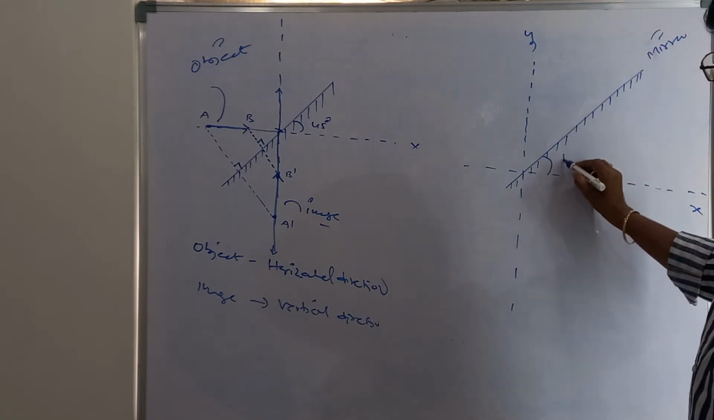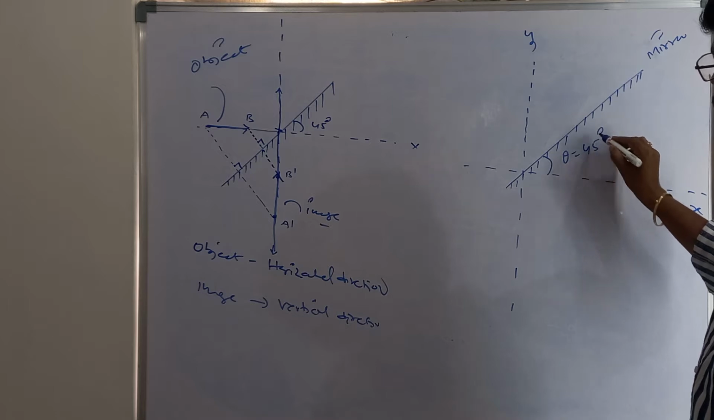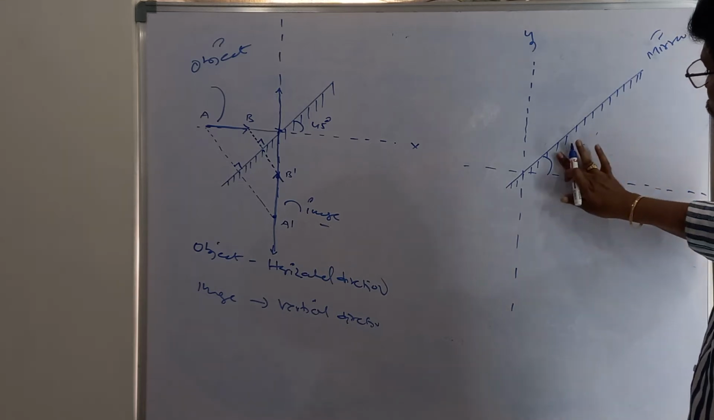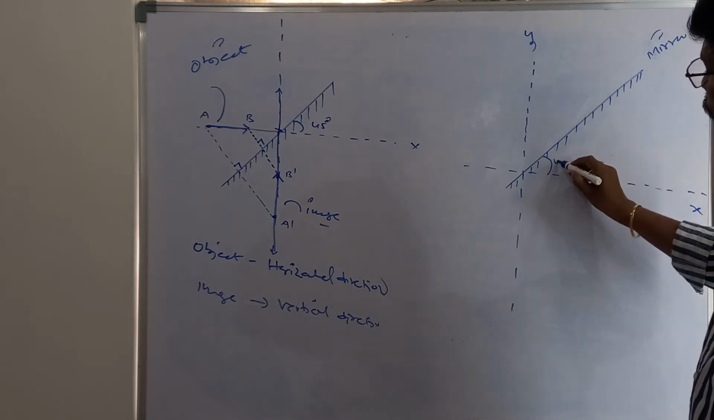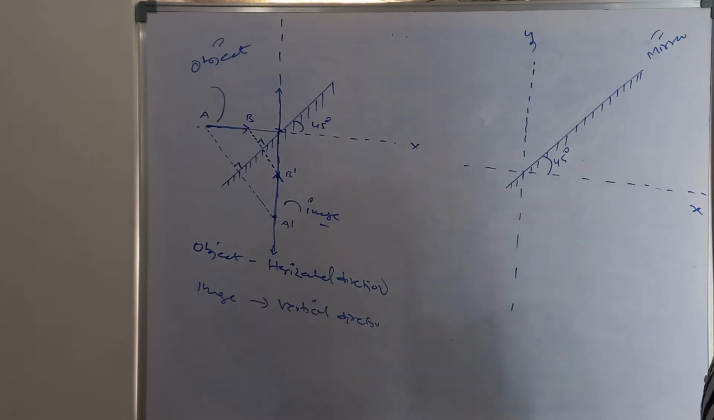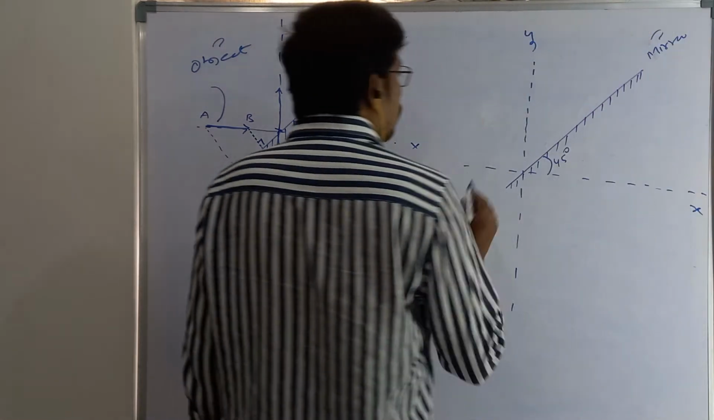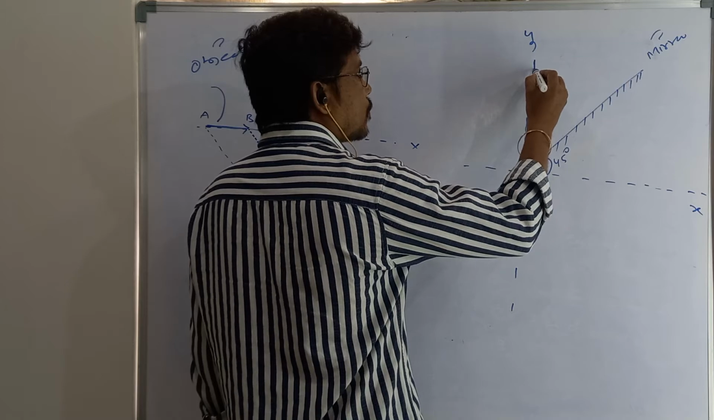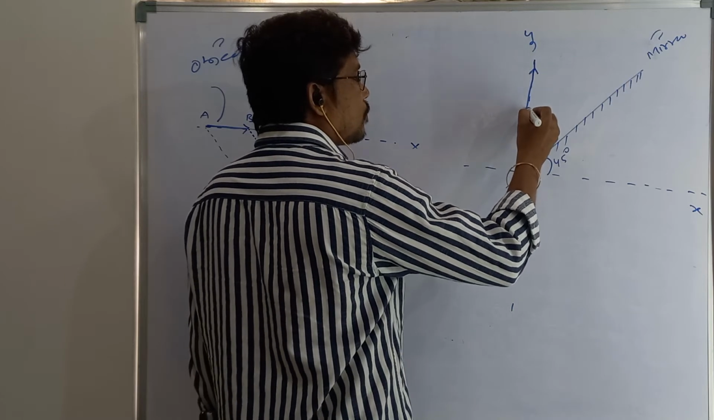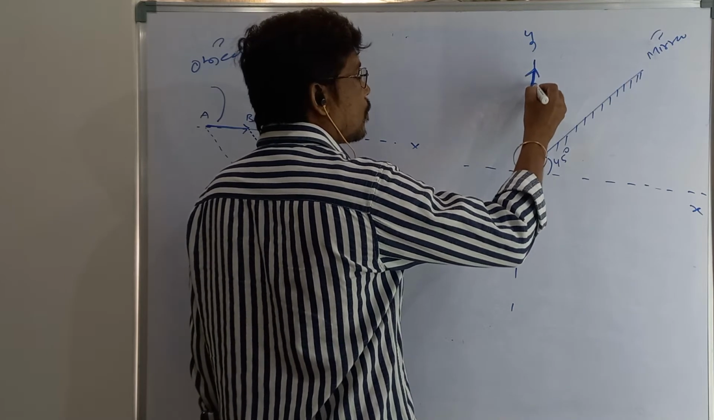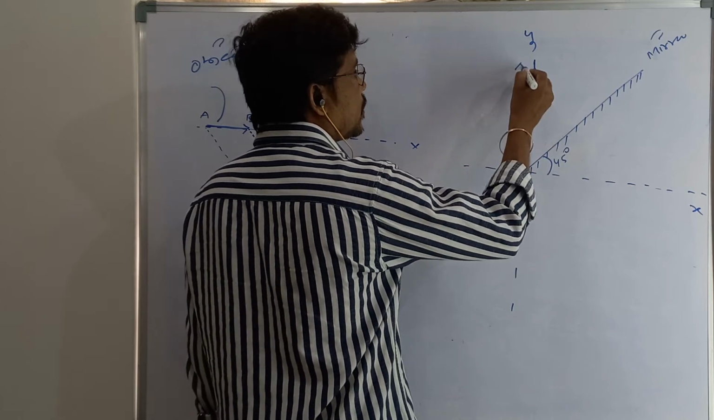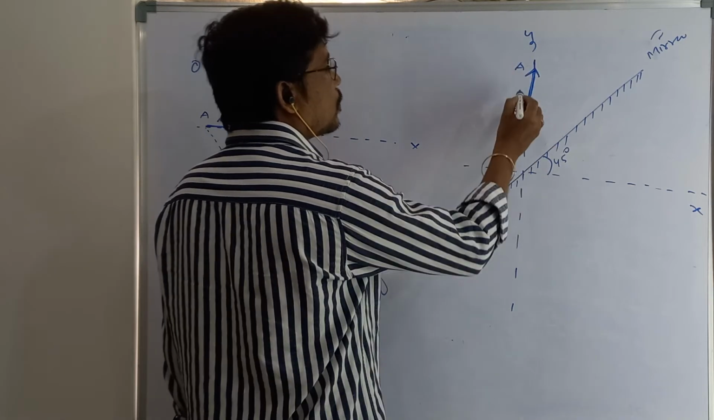Now this makes an angle theta equal to 45 degrees. Suppose theta is equal to 45 degrees. This is 45 degrees. Now I would like to place an object here. This is the object. AB is the object.